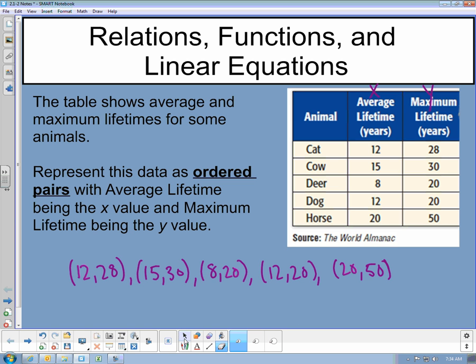Now, a relation is any two sets of data that are paired together. Just like a relationship is between two people, a relation in math is between two numbers. So looking at any two pairs of numbers that we can put together as ordered pairs, and then graph on a coordinate plane and analyze the data from there.